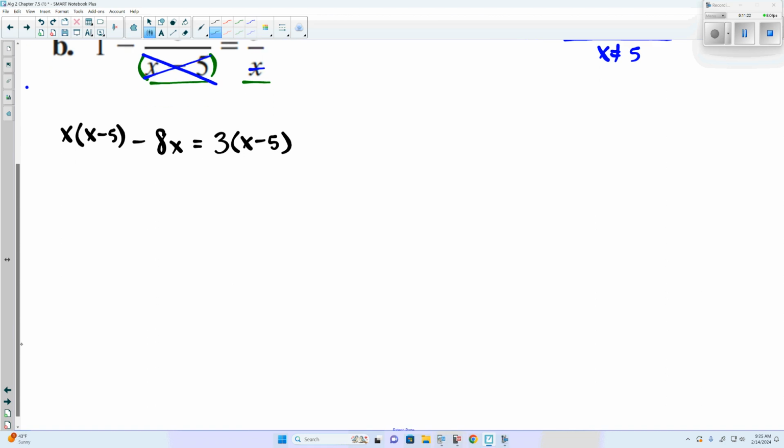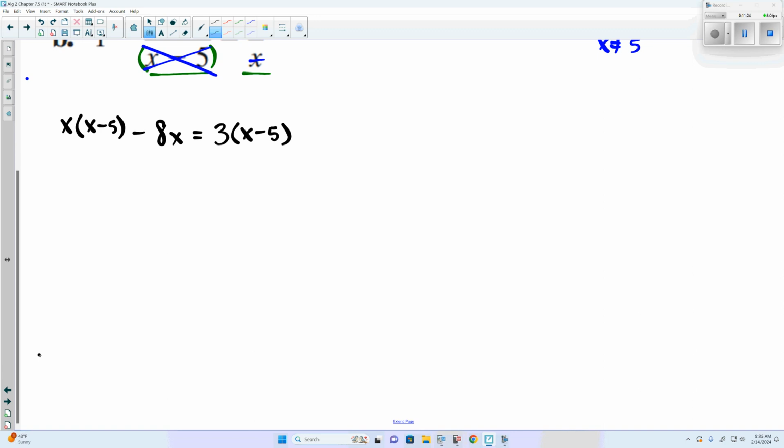Now at this point here, we do need to distribute first the x. X times x is x squared. X times negative 5 is negative 5x. Minus 8x is equal to 3 times x is 3x. And 3 times negative 5 is negative 15.